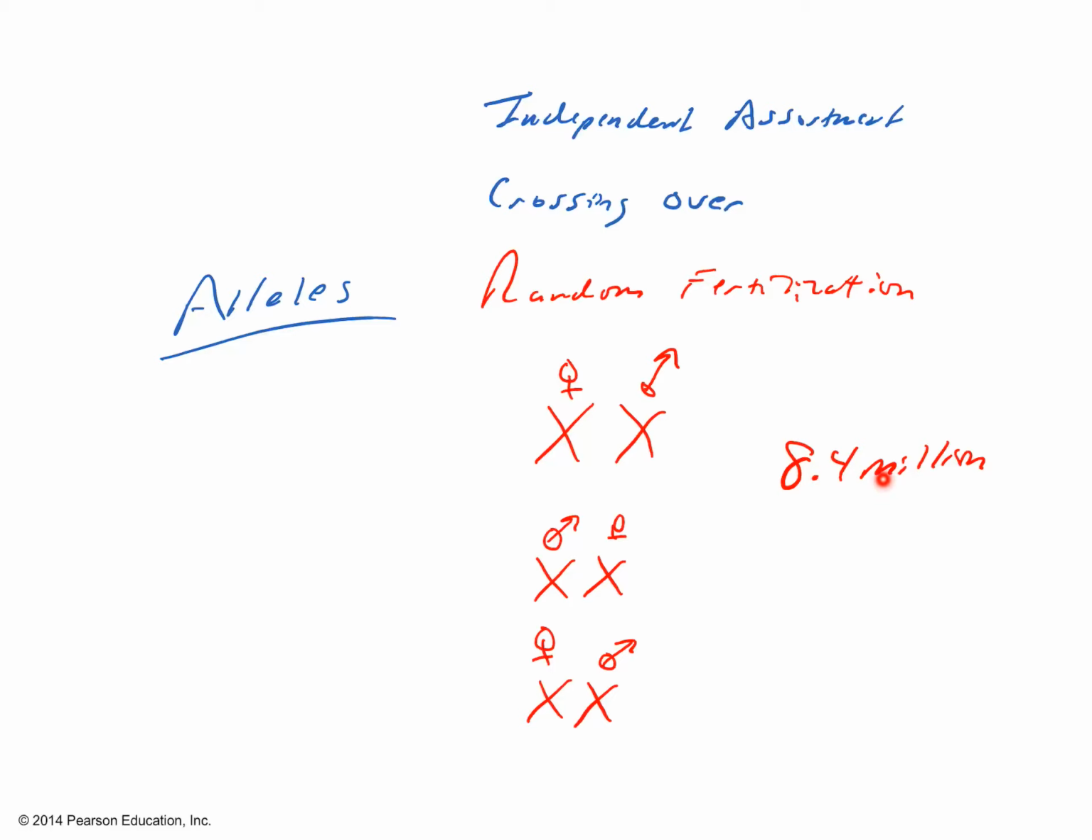Now, how did I come up with this 8.4 million number? How do you calculate the amount of variation, or the number of lineup combinations, just from independent assortment? Well, it's simple. It's simply 2 to the nth power, where n equals the haploid number. In humans, our haploid number is 23, so 2 to the power of 23 equals 8.4 million. Imagine if we had a species with a haploid number of 100 chromosomes: 2 to the power of 100. That would tell you how many lineup combinations are possible. That's a lot of variation.